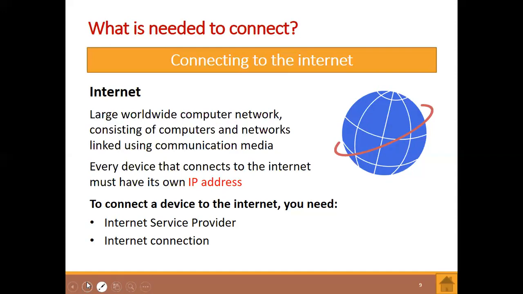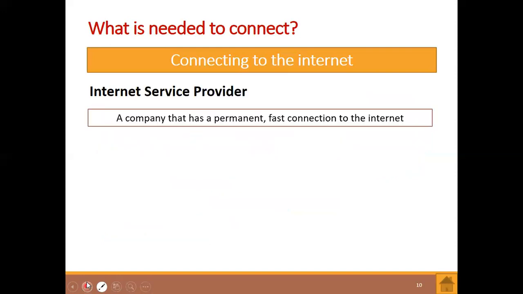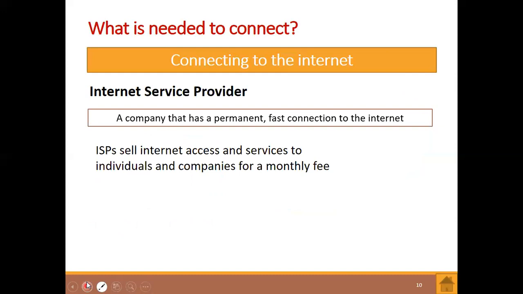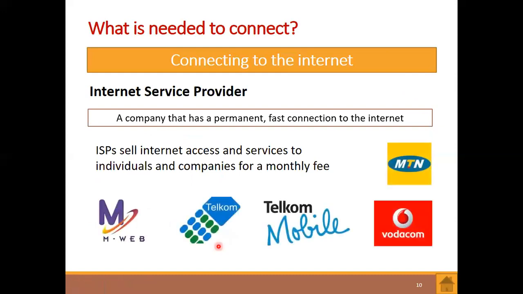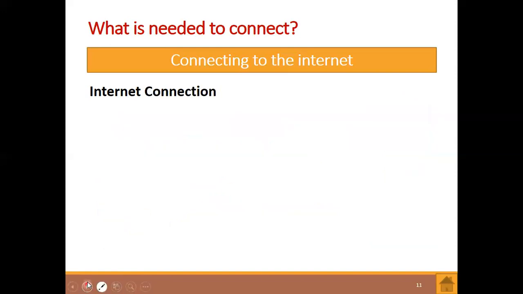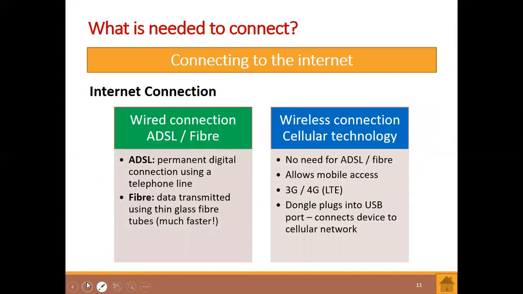So let's take a look at the different ISPs. There's MWeb, Telkom SA, MTN, Cell C, Vodacom, AfriHost, and Telkom Mobile. So there are quite a few. Okay, so an ISP is a company that has a permanent fast connection and they sell internet access. And there are the icons. Okay, then an internet connection.